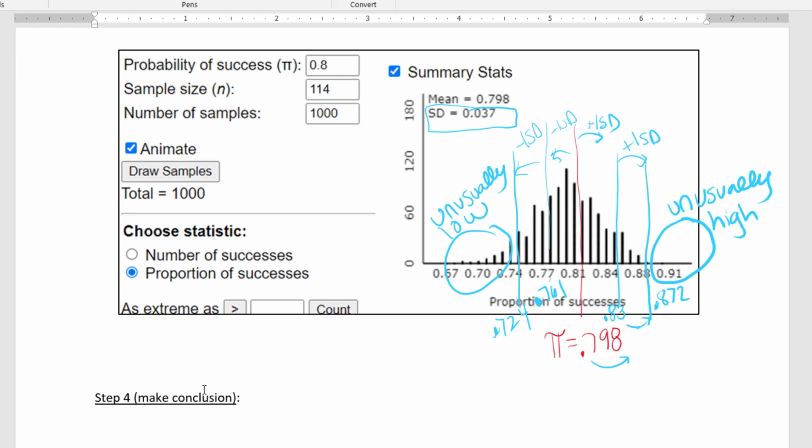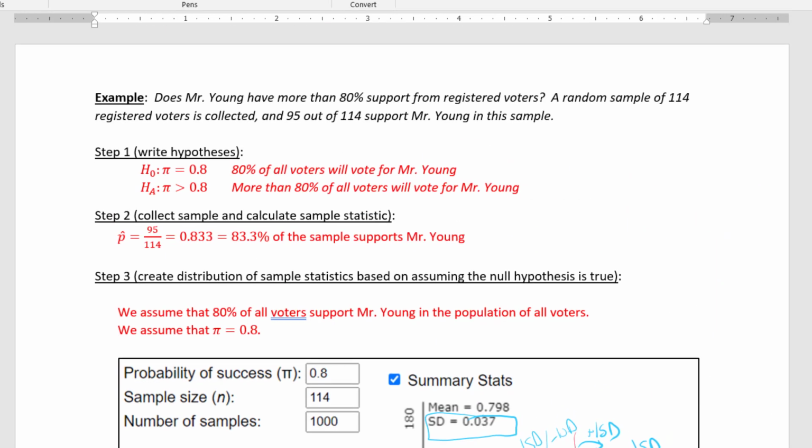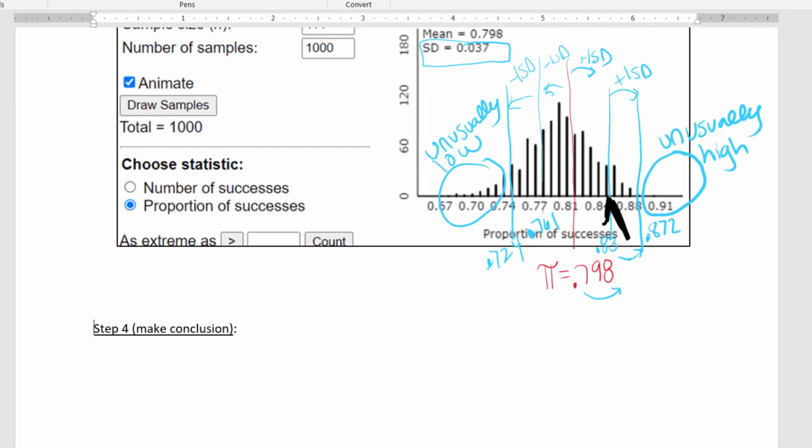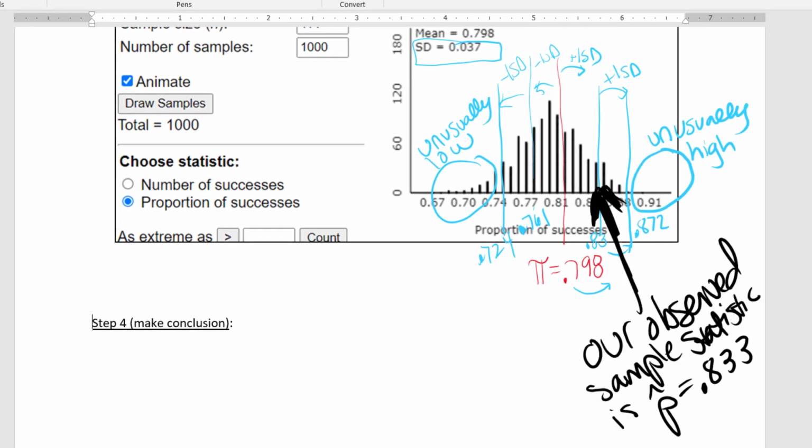Lastly, then, is step 4. Step 4 is to make a conclusion, and the way we do that is we locate our observed sample statistic on this distribution of sample statistics, and then make a conclusion based on that. Our observed sample statistic was 83.3%, was our p-hat. 83.3% is about right here. That is not unusual. It's not higher than 0.872, which is that realm of unusually high statistics. So I conclude that our sample statistic is a usual expected sort of statistic to get. It's not in the unusual realm according to the 2 standard deviation rule.